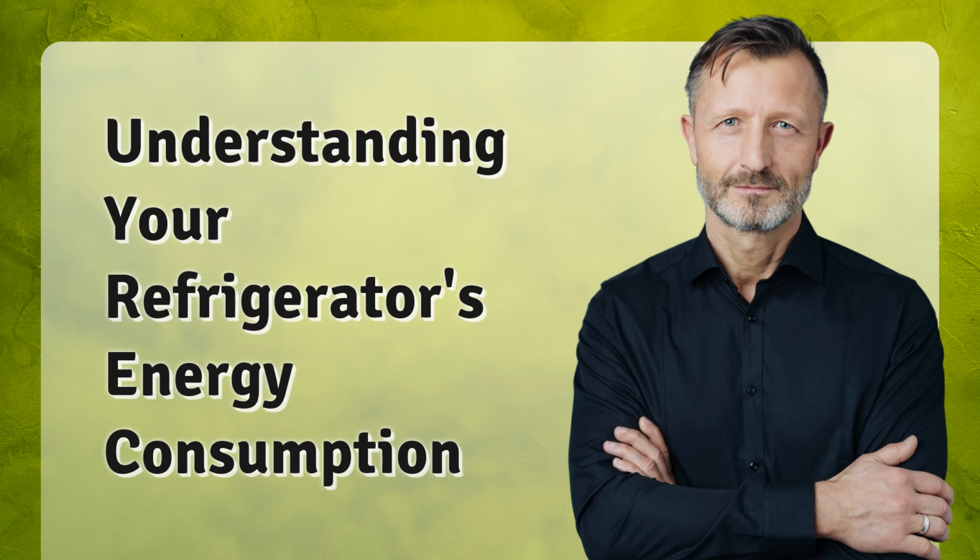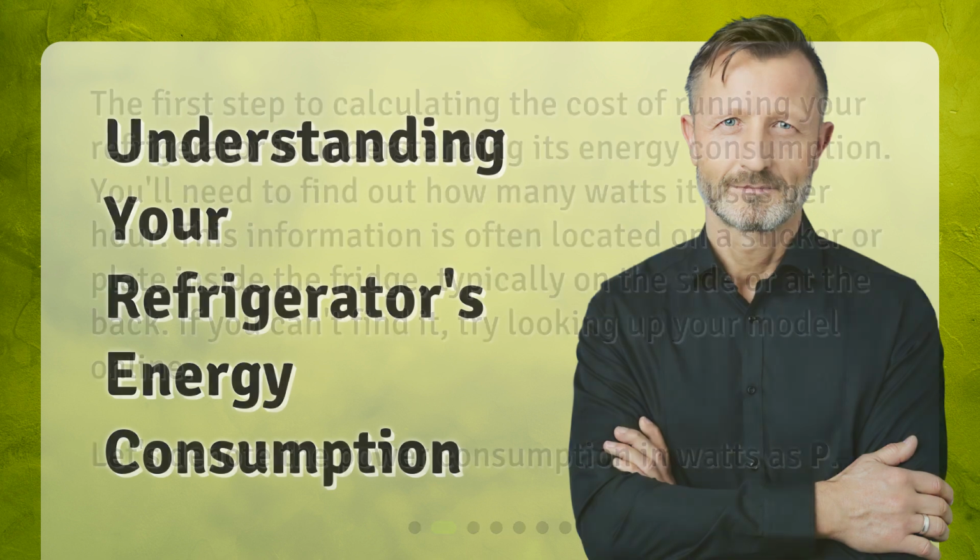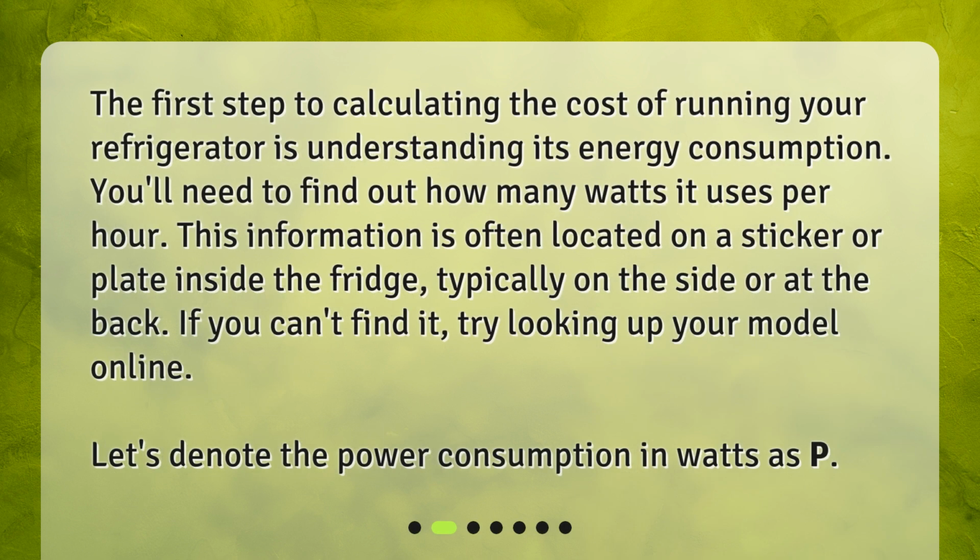Understanding your refrigerator's energy consumption. The first step to calculating the cost of running your refrigerator is understanding its energy consumption. You'll need to find out how many watts it uses per hour. This information is often located on a sticker or plate inside the fridge, typically on the side or at the back. If you can't find it, try looking up your model online. Let's denote the power consumption in watts as P.